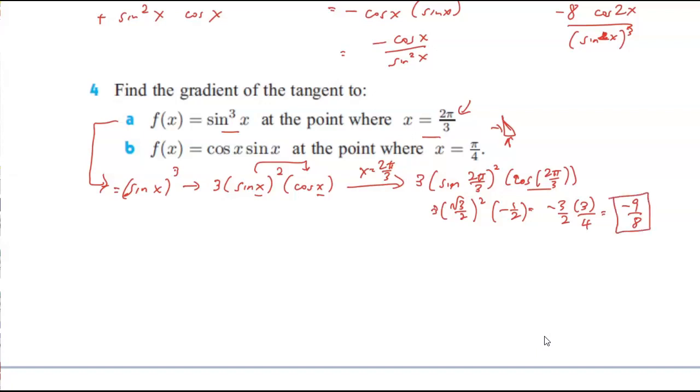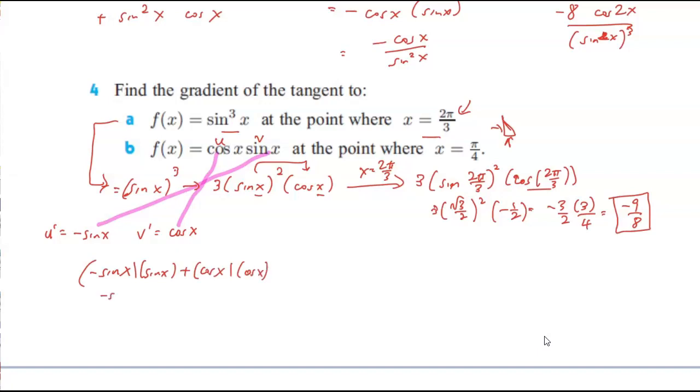What about B? Cosine x sine x. What's the derivative of cosine x sine x? Well, cosine x sine x is a product. So if this is u and this is v, then u dash would be negative sine x. V dash would be cosine x. Now let's multiply them together. We're going to multiply this times this and this times this and add them together. So negative sine x times sine x and cosine x times cosine x. So that's equal to negative sine squared x plus cosine squared x.